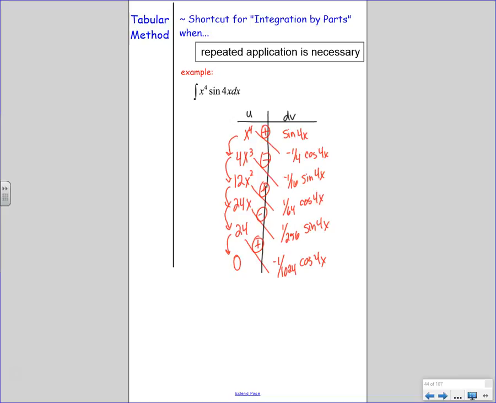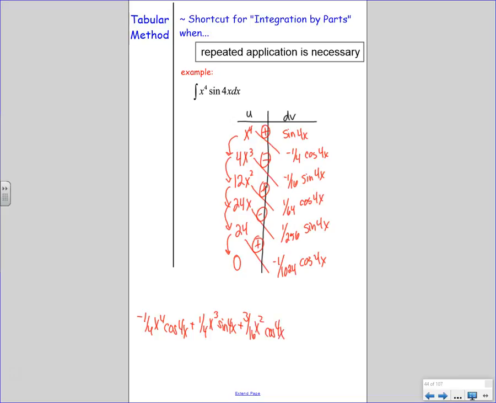Long story short, when you solve with the tabular method, this is your solution. There's no integration left to do. You just have to rotate the sign starting from positive. So your final answer is going to be the following. Negative 1/4 x to the 4th cosine of 4x, minus a negative, which will be plus 4 over 16, which is 1/4 x cubed sine of 4x. The next one's going to be plus, no, negative, so plus 12 over 64, which reduces to 3/16 x squared cosine of 4x.